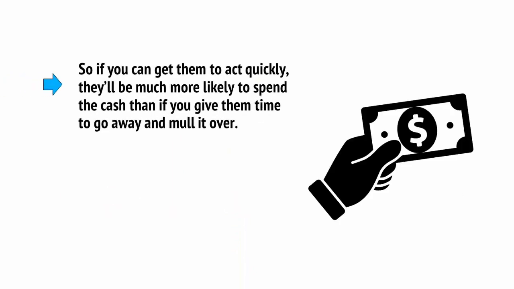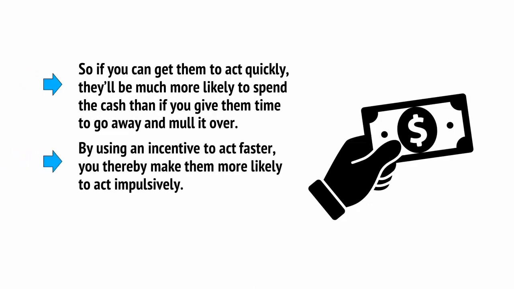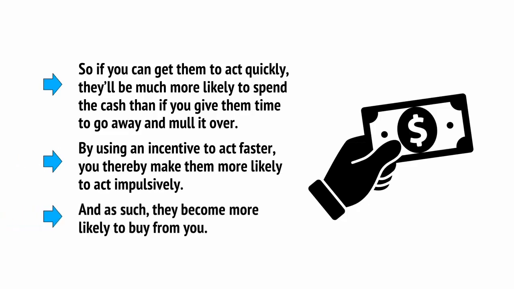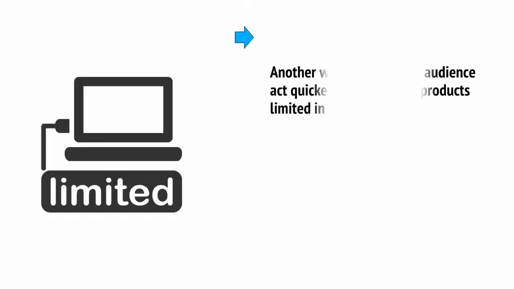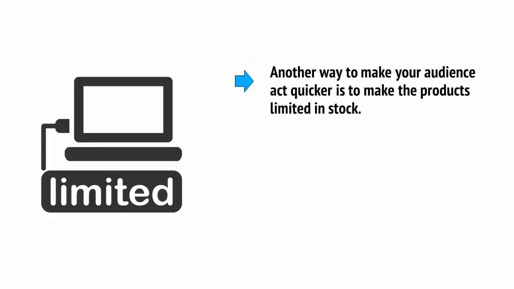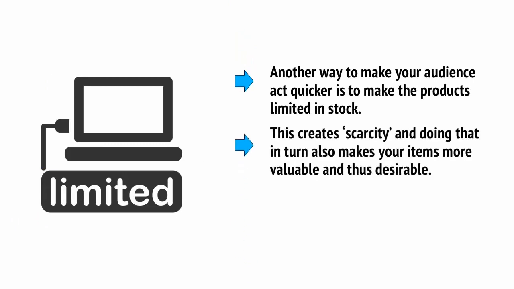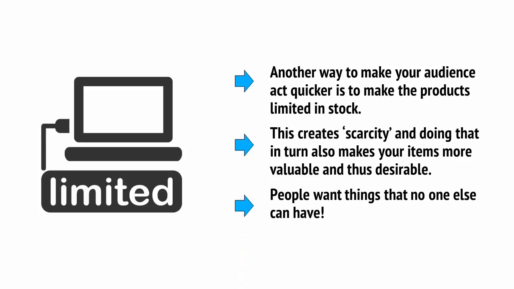So if you can get them to act quickly, they'll be much more likely to spend the cash than if you give them time to go away and mull it over. By using an incentive to act faster, you thereby make them act more quickly and act more impulsively. And as such, they'll be much more likely to buy from you. Another way to make your audience act quicker is to make the products limited in stock. This creates scarcity, and in doing that, in turn, also makes your items more valuable and thus desirable. People want things that no one else can have.